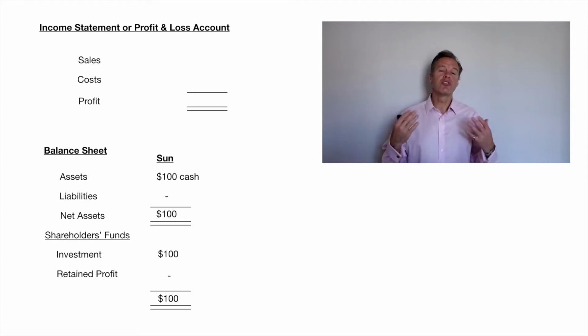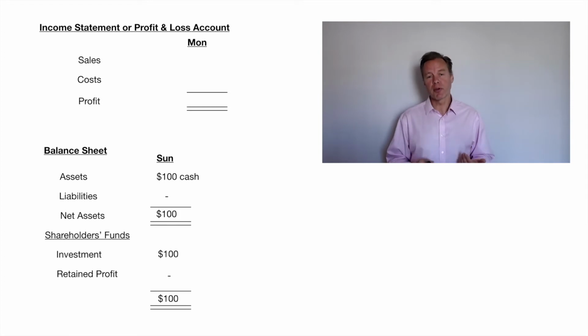And if they own the sunglasses, we can record the transaction in our books. So we've made sales of $500. They cost us $100. We made a profit on the transaction of $400. And at the end of Monday, we can now do our balance sheet again.